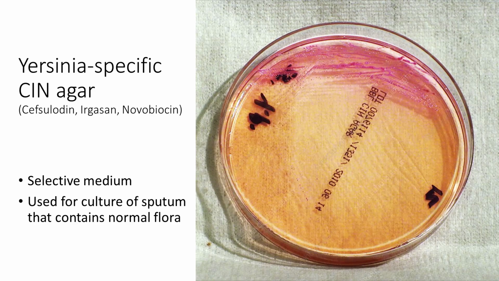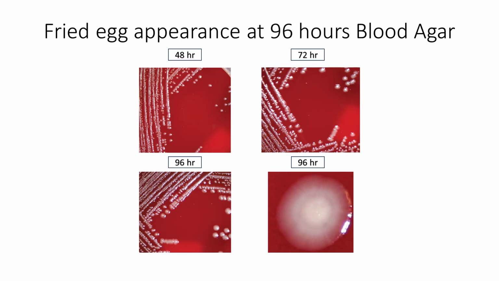We can also grow plague bacilli and Yersinia species in CIN agar. CIN stands for cefsulodin, irgasan, and novobiocin. It is a selective medium for plague. It is used for culture of sputum that contains normal flora that can outgrow plague bacilli in the non-selective media. When grown on blood agar, plague bacilli develop a fried egg appearance at 96 hours.